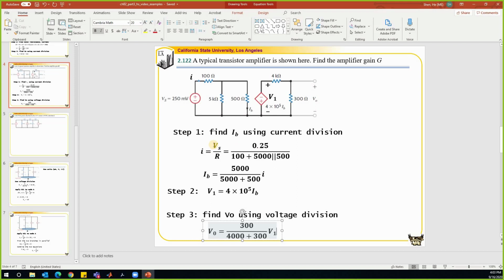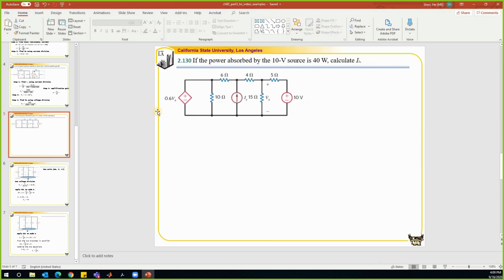If you want to keep VS as a variable, you can do that as well. So the amplification gain is G is equal to VO over VS. So let's look at the last example. If the power absorbed by this 10 volt source is 40 watts, calculate IS. So IS is over here.